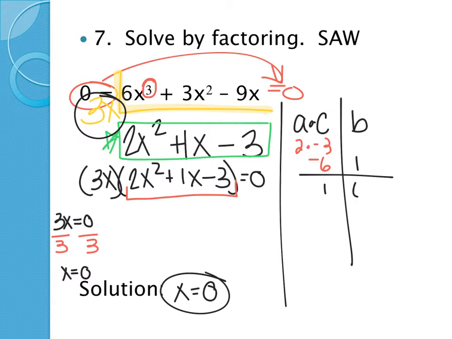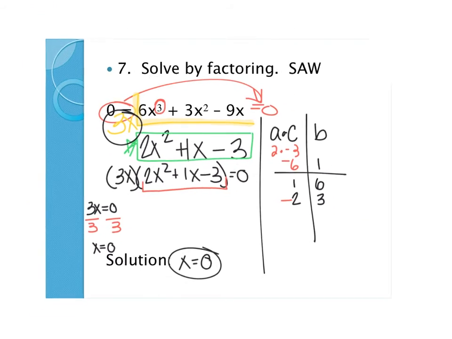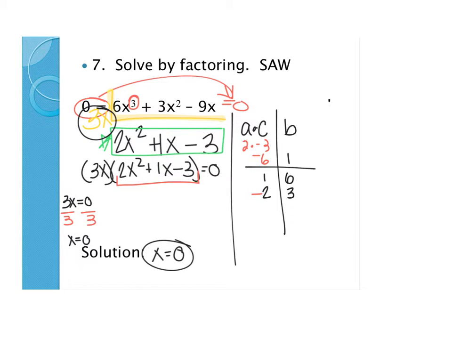So if you divide by 1, you get 6. Does that make 1? No. Divide by 2 and you get 3. Can 2 and 3 make 1? Yes, but which one has to be negative? 2. So then you do the box.